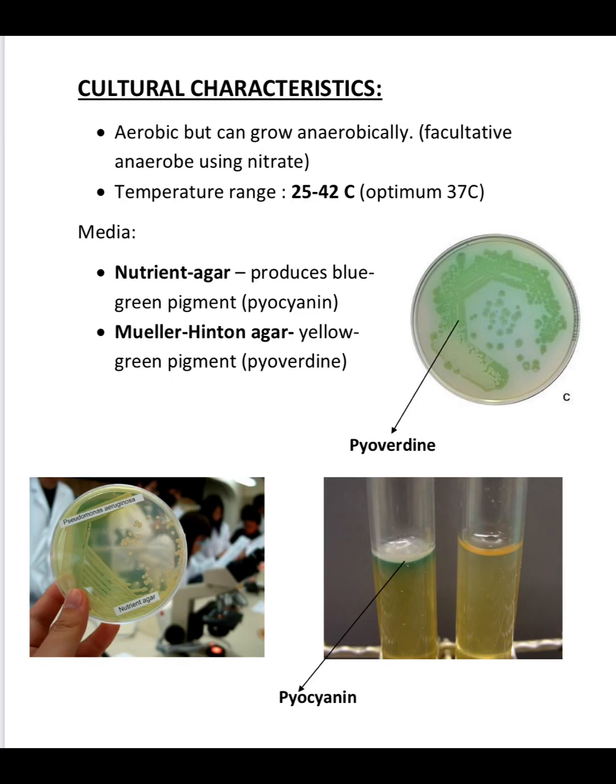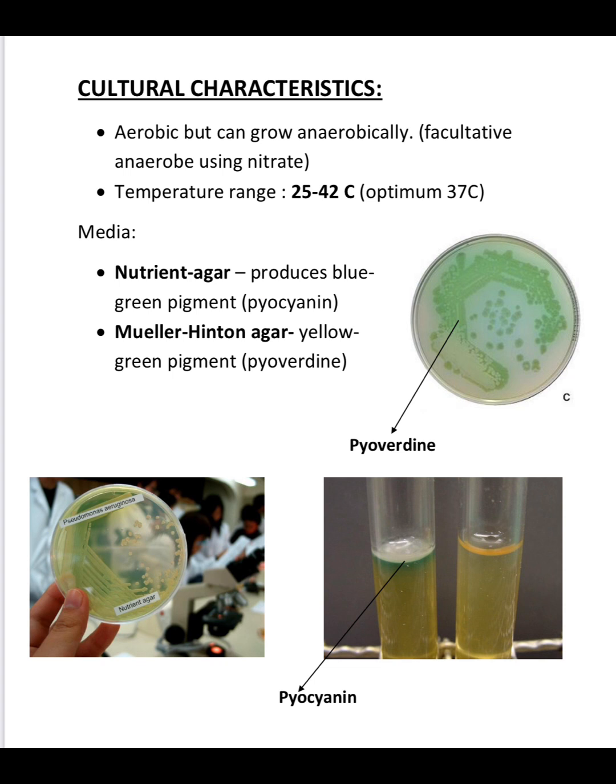Cultural characteristics. Pseudomonas aeruginosa is an aerobe, but it can grow anaerobically when nitrate is available. This means it uses nitrate instead of oxygen as an alternative electron acceptor in the absence of oxygen. The temperature range of Pseudomonas aeruginosa is 25 to 42 degrees Celsius, with optimum being 37 degrees Celsius.